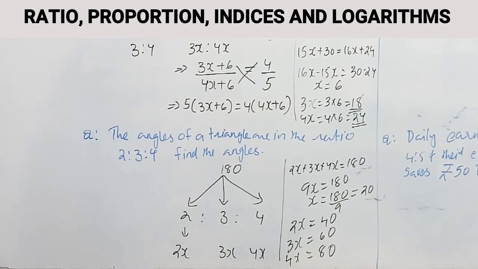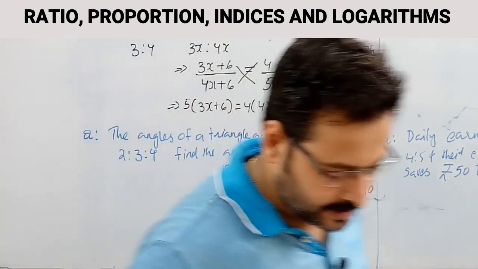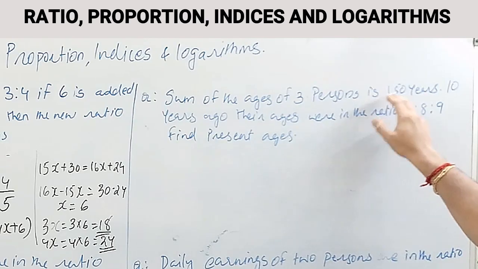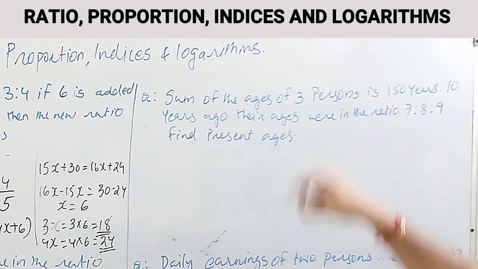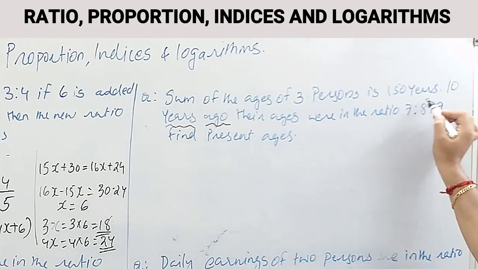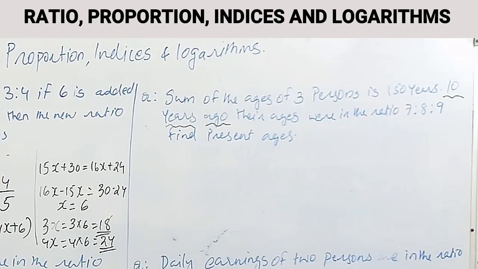Okay, let's consider the third problem. The sum of ages of 3 persons is 150 years. 10 years ago, their ages were in the ratio 7:8:9. Find the present ages.